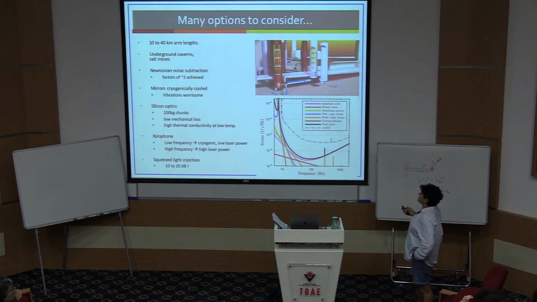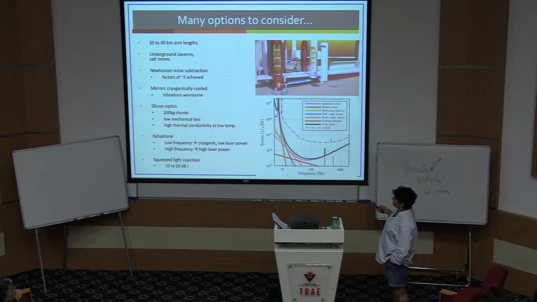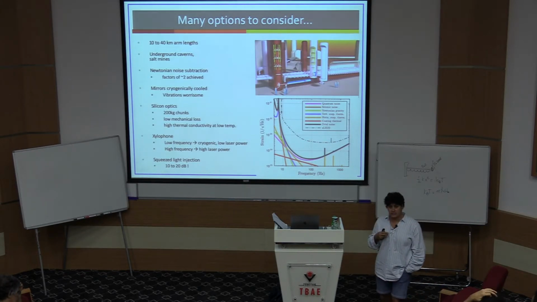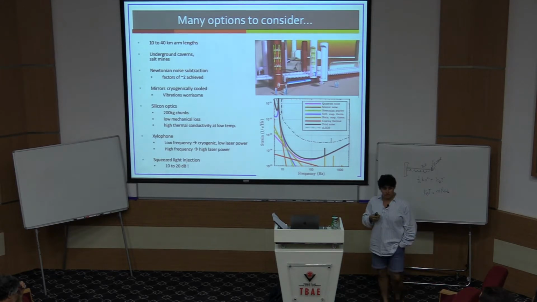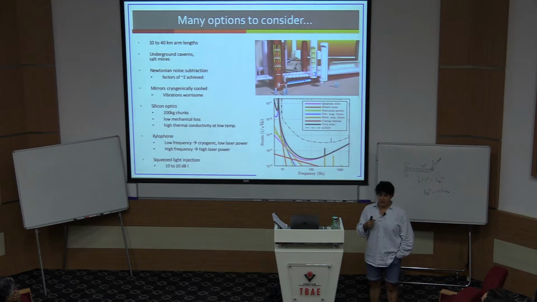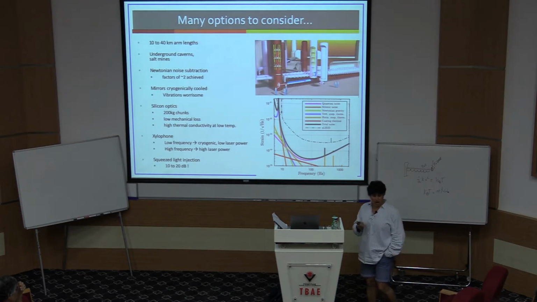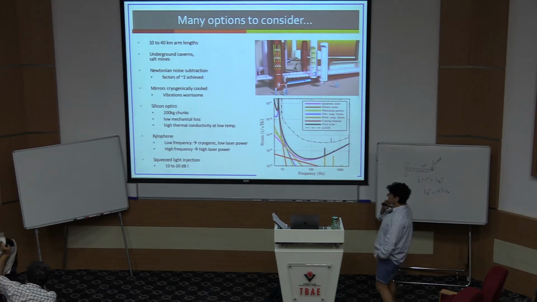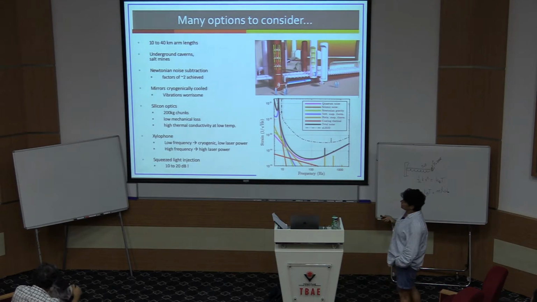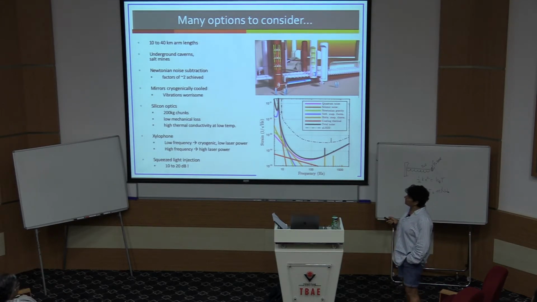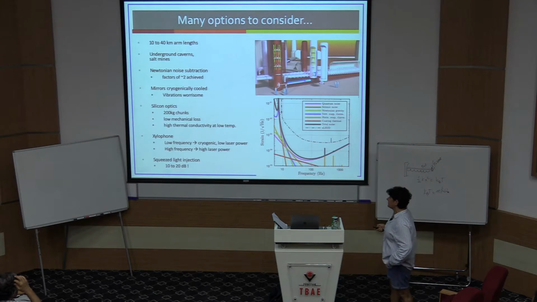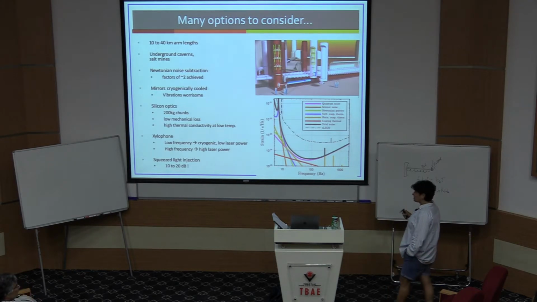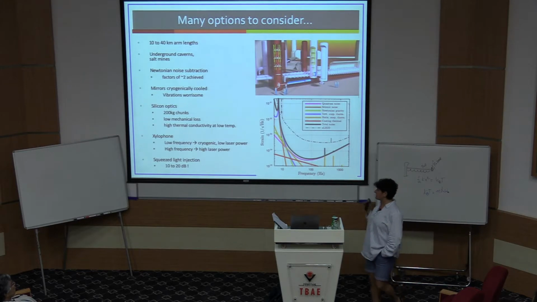Now, there are many, many options to consider. Length is one of them. So could you go 10 kilometers or 40 kilometers? And the difference really is whether you're European or American. In the US, it's possible to find 40 kilometers of land that can be used. In Europe, it's not. Okay? I'm being slightly facetious, but the 10 kilometer design is the one the Europeans carry, the 40 is the American one. It's also possible that we might go underground into caverns or caves or salt mines, and that helps you with that Newtonian noise problem that I told you about yesterday. You could also do Newtonian noise subtraction. Factors of 2 to 3 are achieved in the lab, so that would help us get that down.